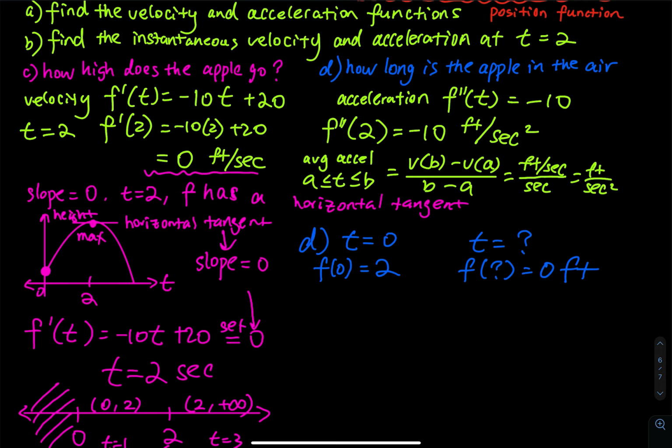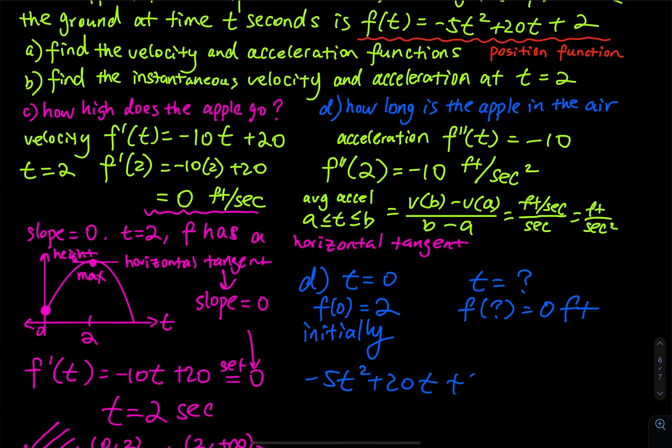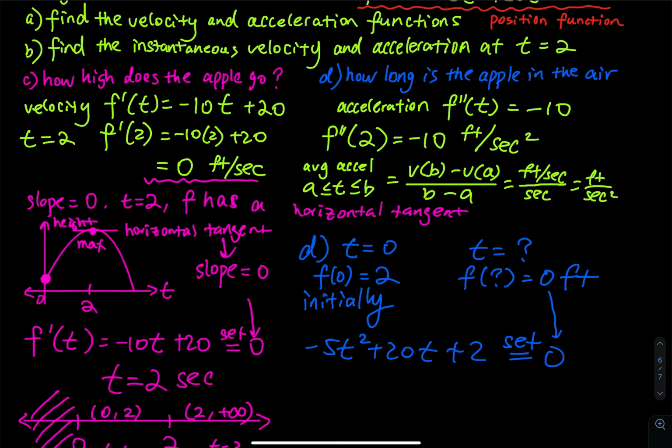So from time 0 to time what? That is what the question is asking, right? Initially the apple is at 2 feet, and then it ends at 0 feet above the ground. So what you have to look for is you have to set the position equal to 0. So negative 5t squared plus 20t plus 2. This is what the function is, right? You have to set that equal to 0. 0 feet means 0 feet off the ground.